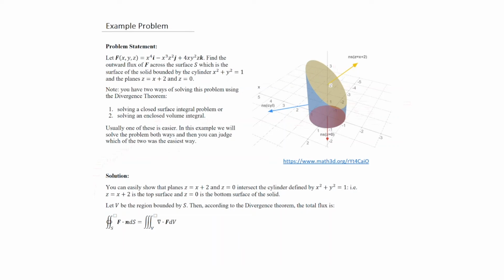We can easily show that the planes z equals x plus 2 and z equals 0 intersect the cylinder defined by x squared plus y squared equals 1. So z equals x plus 2 is the top surface, and z equals 0 is the bottom surface of the solid. Let V be the region bounded by that surface comprised of three discrete surfaces. Then according to the divergence theorem, the total flux can be expressed either as a closed surface integral or as an integral over a volume which is bounded by, in this case, the three surfaces.